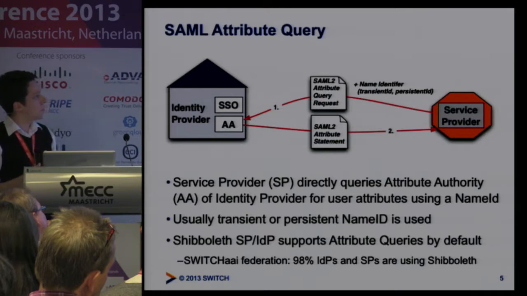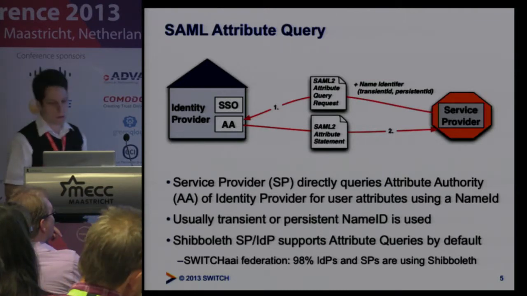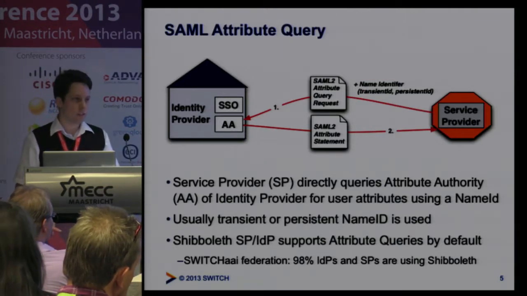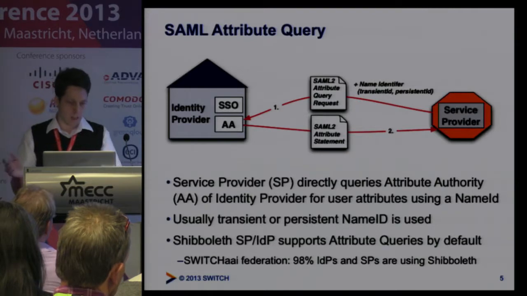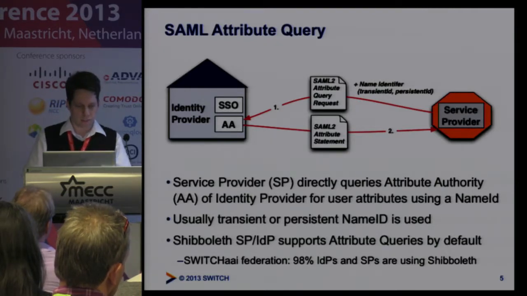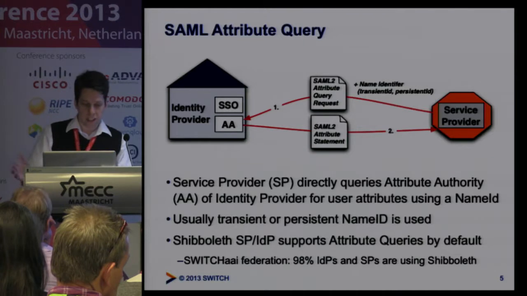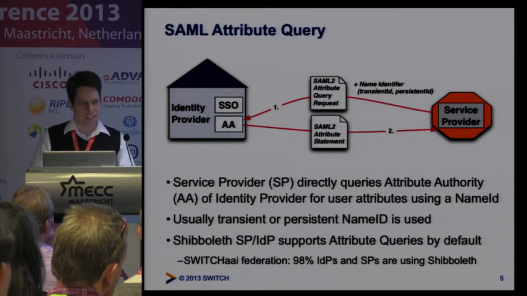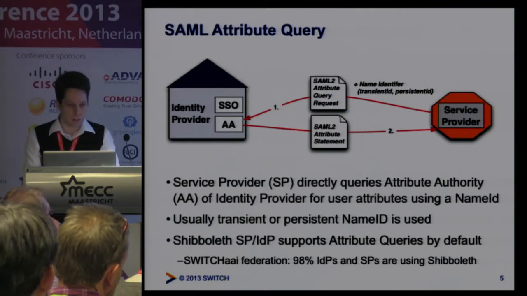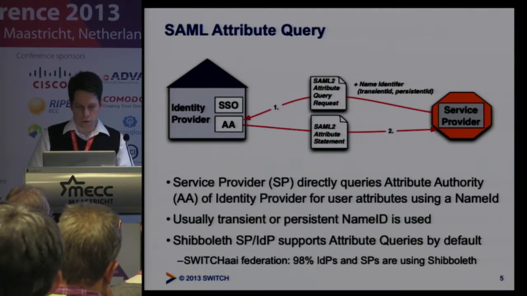Well, the service provider opens a backchannel request or backchannel connection to the identity provider's attribute authority and makes a SAML attribute request in order to get a user's set of attributes. The user is identified usually by a transient or a persistent name identifier that at some point was issued to the service provider. The good thing in our case is that SWITCHaai consists almost only of Shibboleth. So with one exception, all IDPs use Shibboleth, and about 98% of all service providers use Shibboleth as well, which makes it a bit easier for us to use the attribute query as part of our solution.